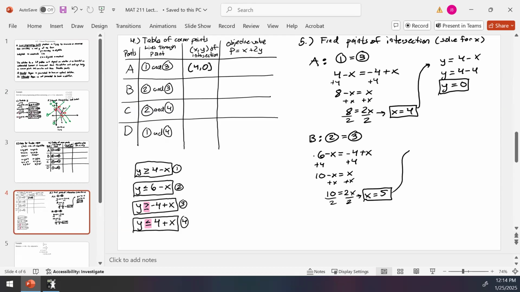And then you're going to plug it into whichever equation you like. So I will do y equals 6 minus x. Again, this is equation number 2. This was equation number 1. And then I get y equals 6 minus 5. y equals 1. So we get 5 comma 1. And we have another point, right?